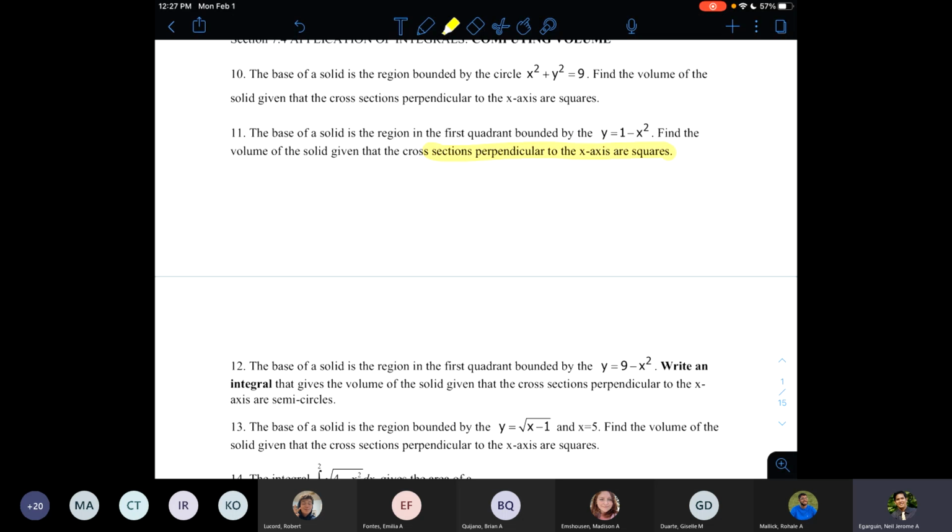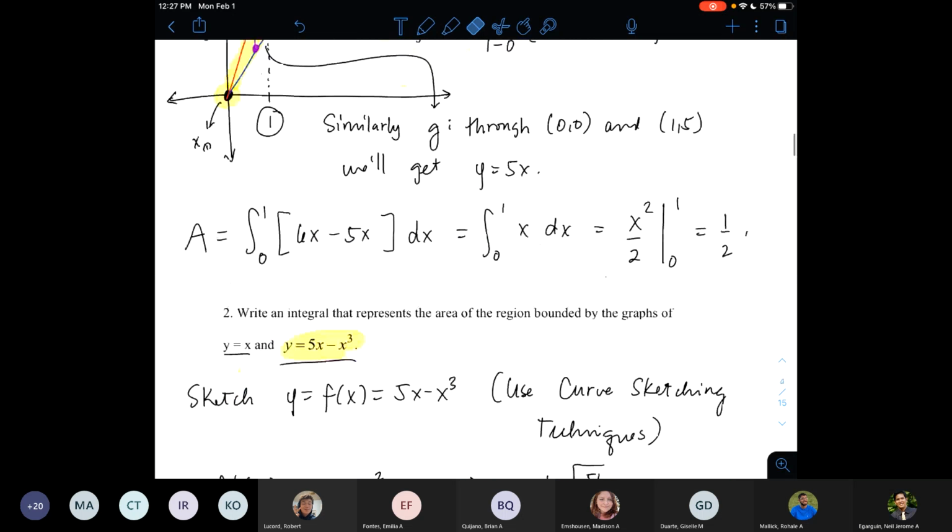The main difference with problem number 10 is that the solid is bounded by a parabola, or the base is bounded by a parabola, but that is similar to what we have in problem 12. So you can pick up the bits and pieces of our solutions from problems 10 and 12 and then come up with your own solution to problem 11. So try problem 11 on your own, compare your answer with the one that I will upload later today. So yeah, that will be a good practice. Okay, let's do problem 12.